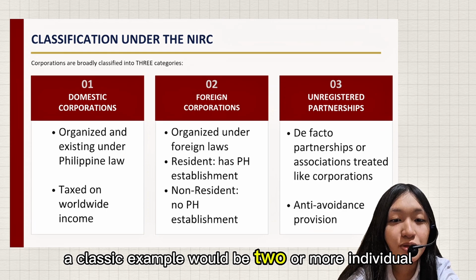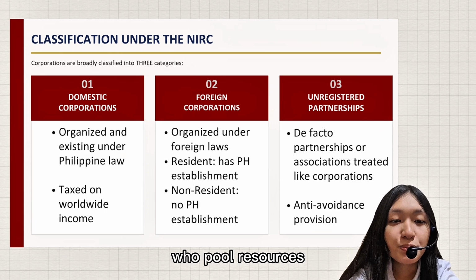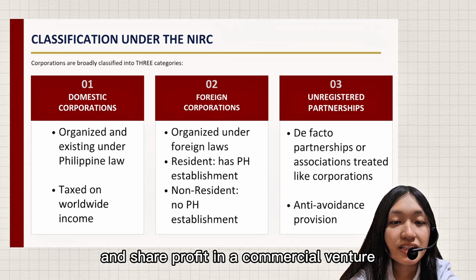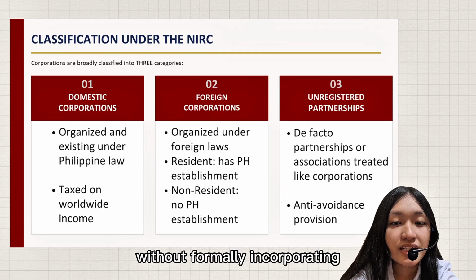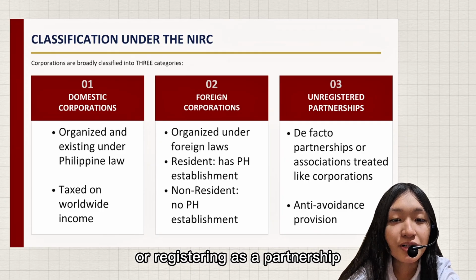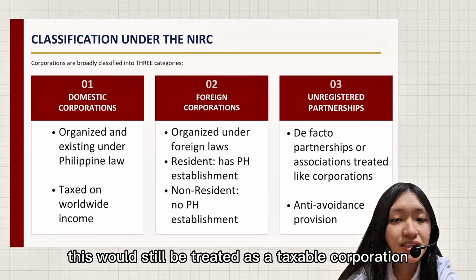A classic example would be two or more individuals who pool resources and share profit in a commercial venture without formally incorporating or registering as a partnership. And under the NIRC, this would still be treated as a taxable corporation.